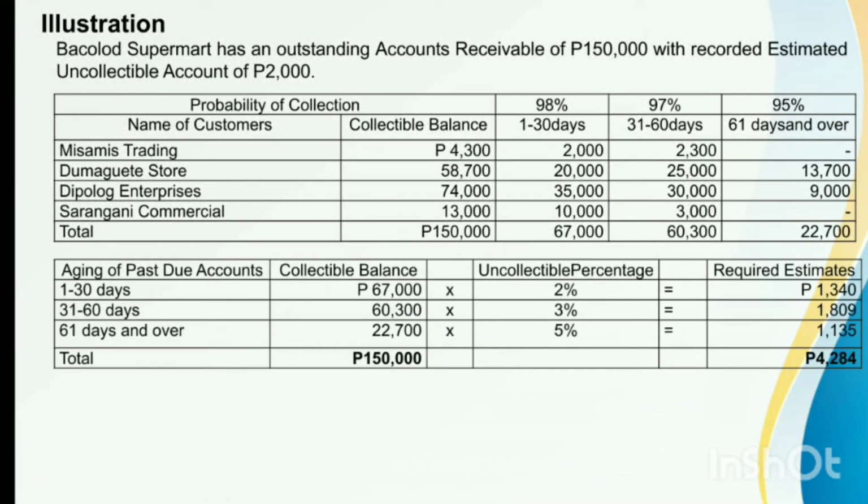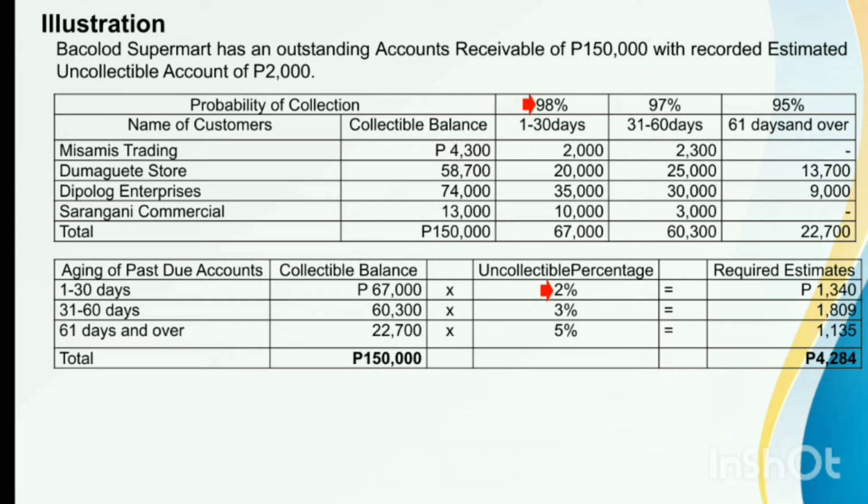So we have here accounts receivable, which is past due for 1 to 30 days, 67,000, and then multiplied by the uncollectible percentage of 2%. So 2% because the probability for collection is 98%. So 100% less 98% collectible. So there's a difference of 2%, and that 2% represents the uncollectible. So 67,000 times 2% is equals to 1,340.